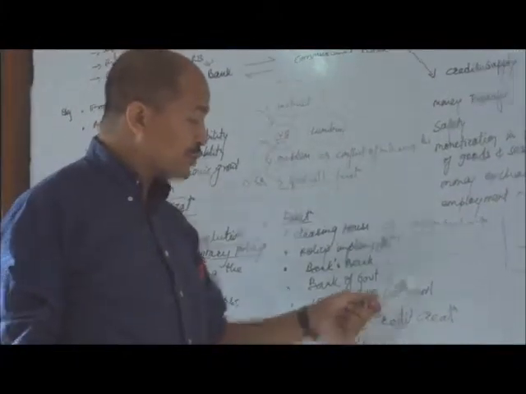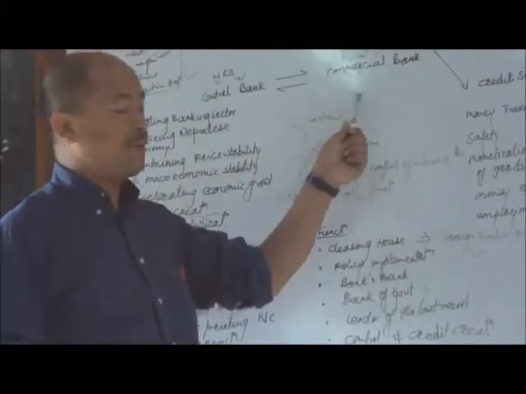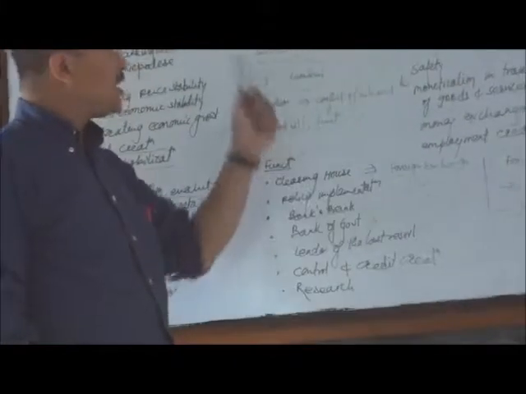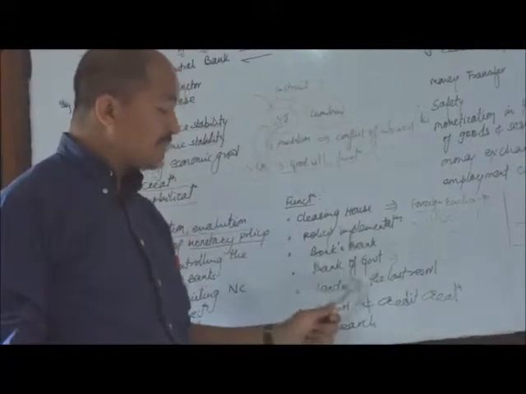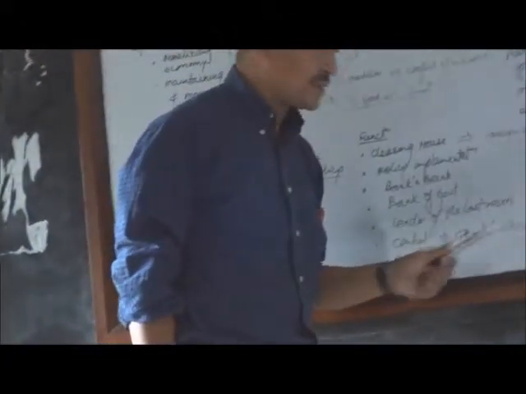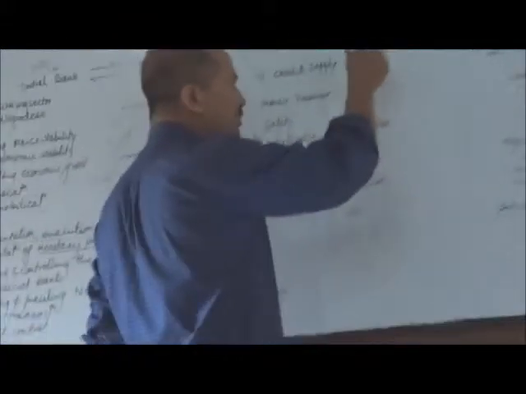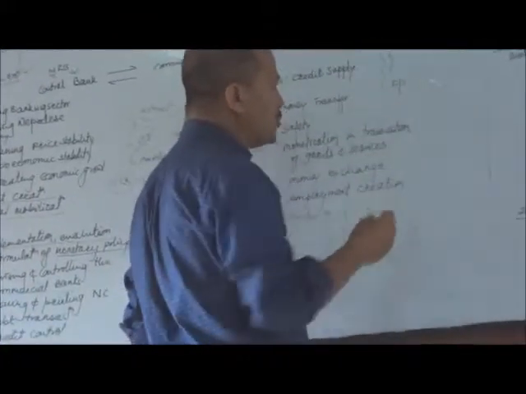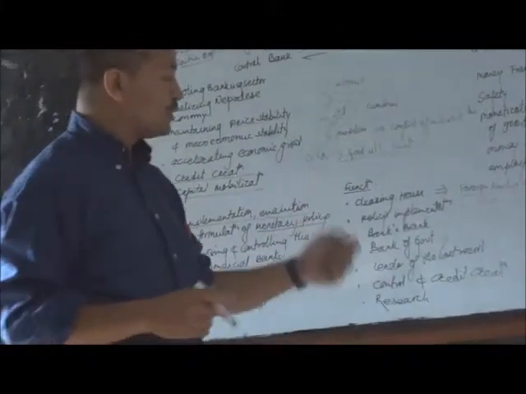Lender of the last resort: if there are problems in a commercial bank with any type of payment, we can claim it from the central bank and we can get it. In this way, such types of functions can be found in the central bank. Another is control and credit creation. Yes, bank rate, cash reserve ratio, and open market operations. These three instruments are used to create credit as well as control credit.